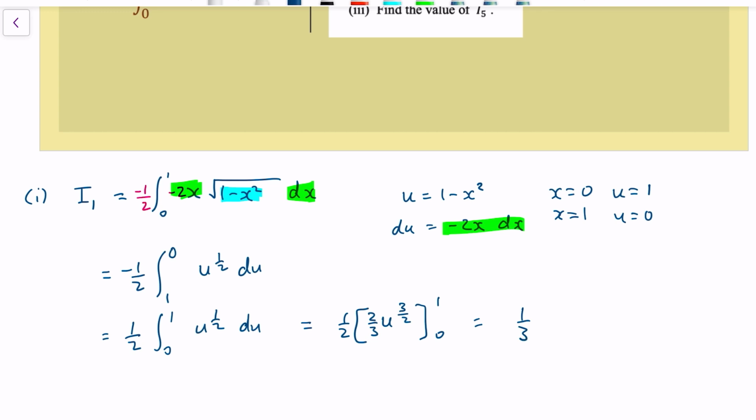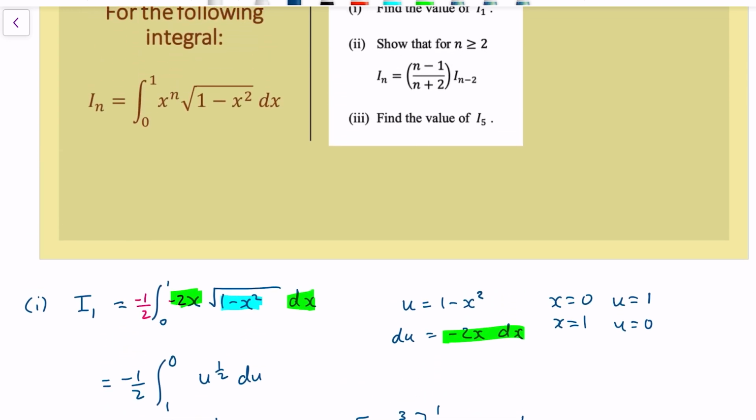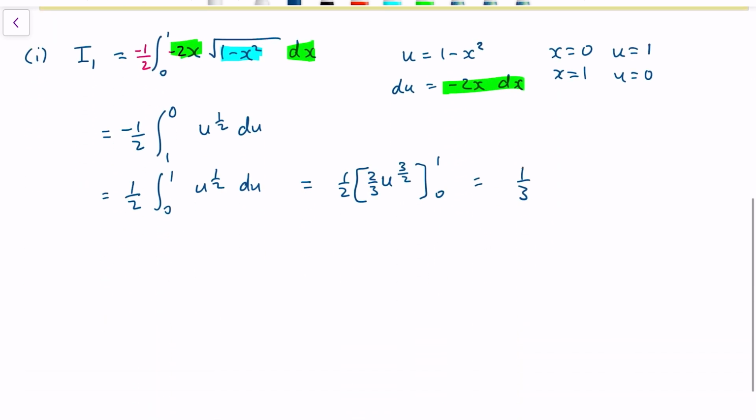Okay, so pretty straightforward start. It was a problem that required the reverse chain rule. Now this next part, show that if n is greater than or equal to 2, In equals this fraction multiplied by I(n-2). So we work on In now, the evil integral that it is.